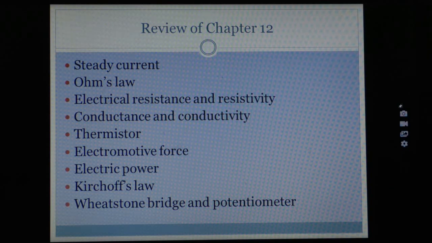It was chapter 12. In the previous chapter, dear students, we discussed in detail steady current, Ohm's law, electrical resistance and resistivity, conductance and conductivity, thermistor, electromotive force, electric power, Kirchhoff's law, and Wheatstone bridge and potentiometer.